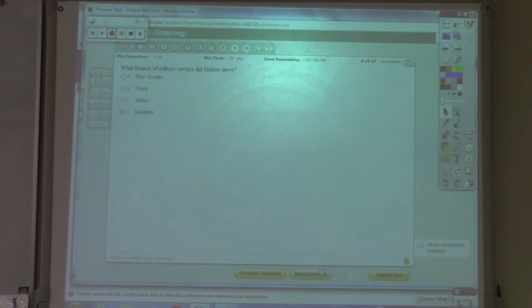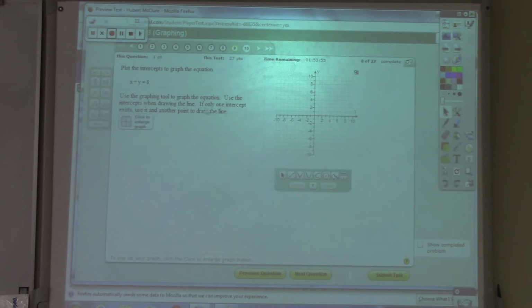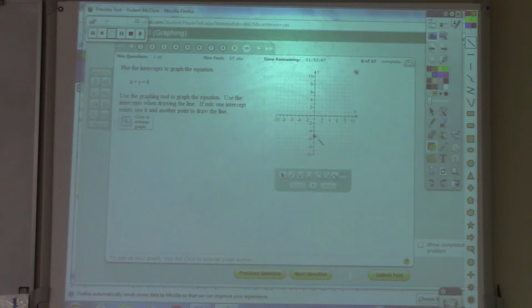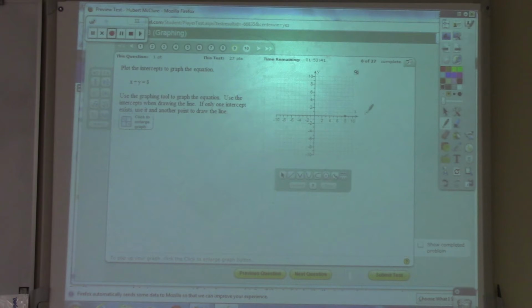Plot the intercept. Plug in 0 for y, what do you get? 0 for y, you get 8. Zero for x, what do you get? Well, isn't that special? And there's your line. Oh, I did the wrong thing, sorry. So, first one goes here.